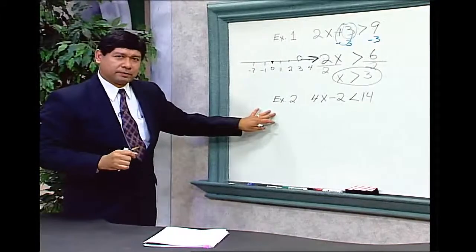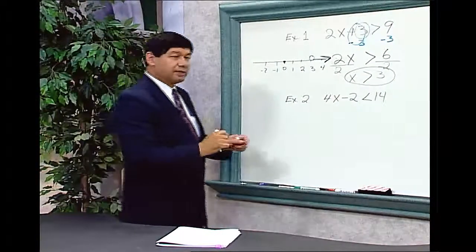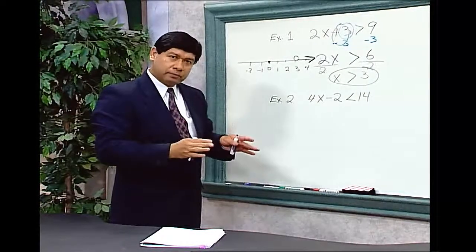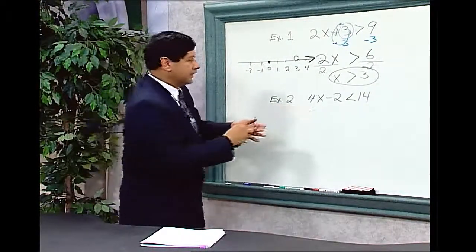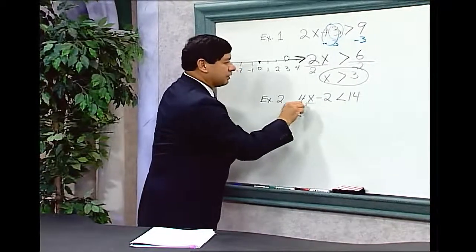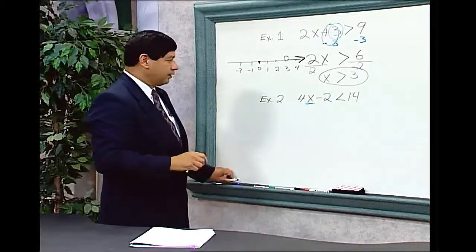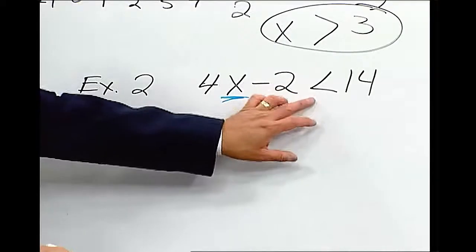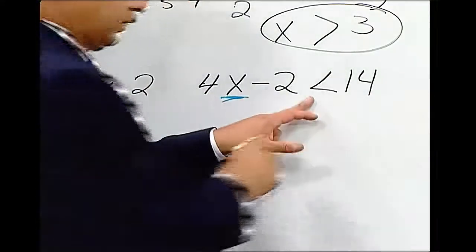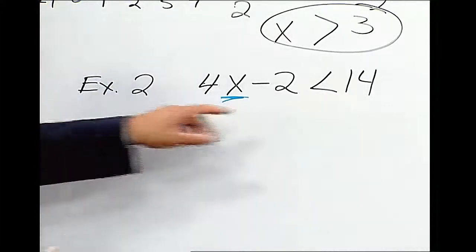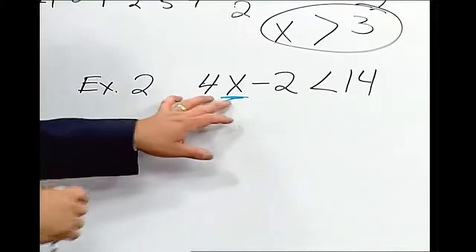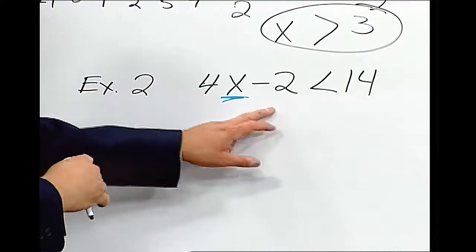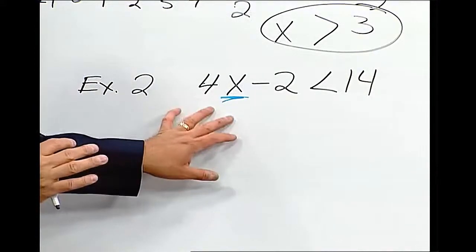Let's look at our second example, example 2. The same process. The key is to isolate our variable. We want our x, in this case, to be by itself on one side of the inequality. So we have 4x minus 2 is, in this case, our symbol, less than 14. Well, we have 4x. Next to our 4x, we have a negative 2. Let's get rid of that negative 2, so we begin to isolate our variable.